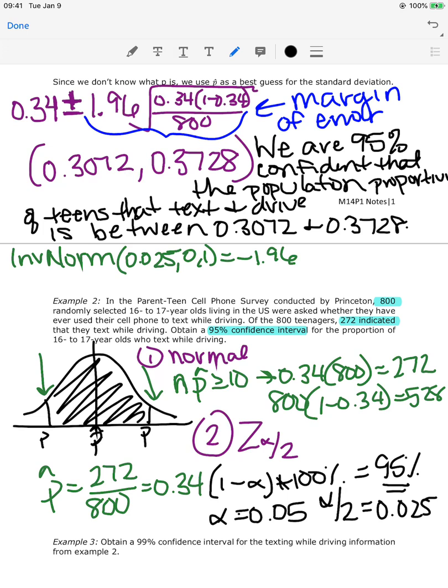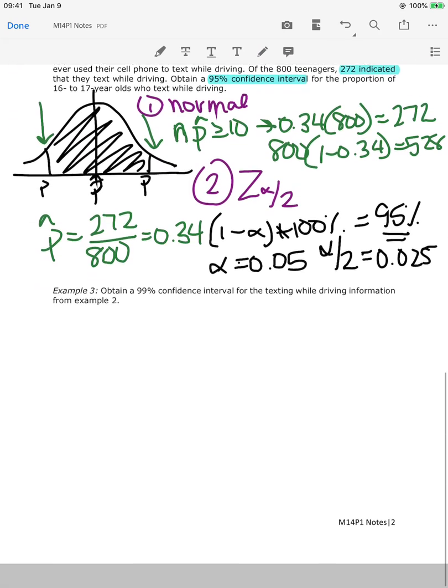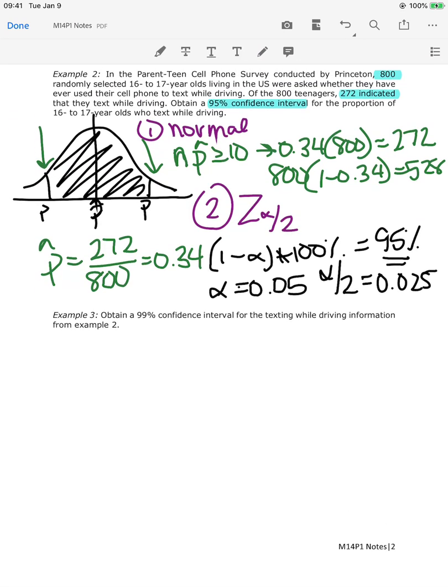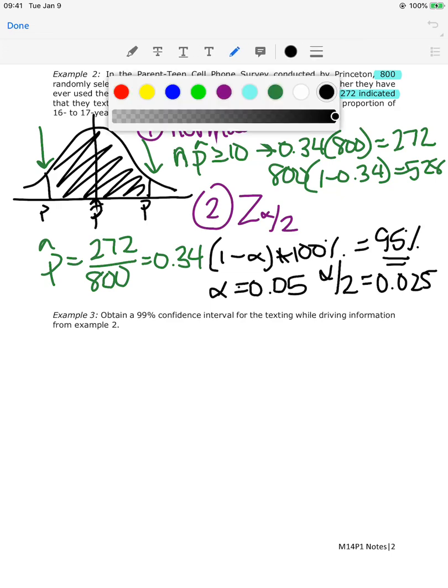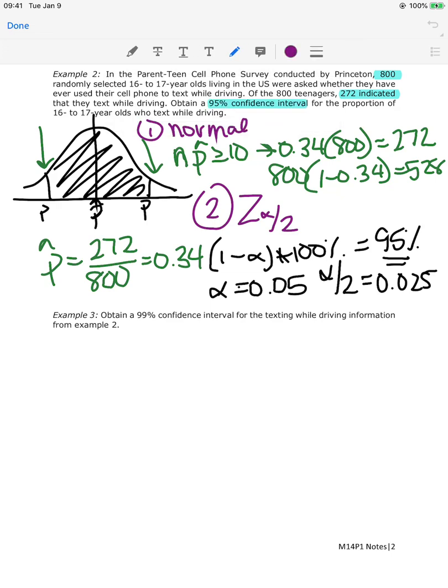Okay, so let's go ahead and look at another example of how to calculate a confidence interval. And I'll try and give you some better steps this time. So a 99% confidence interval for the texting while driving information from the previous example. Okay, so we're using the same information. So let's actually make step 1.